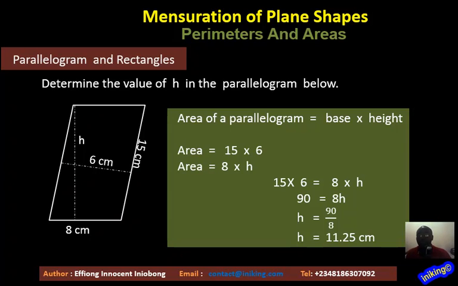Now equating both sides, 15 times 6 and 8 times h, we have that 90 is equal to 8h. From there we have that h is 90 divided by 8, and then the height h, which we were asked to find, is obtained as 11.25.